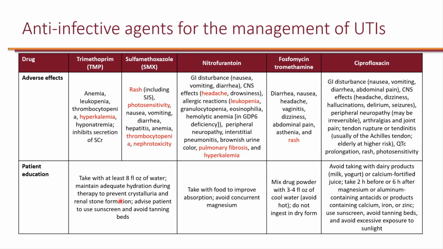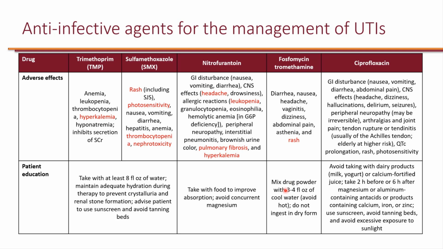Nitrofurantoin can also cause GI disturbances as well as CNS effects, such as headache and drowsiness. It can also lead to allergic reactions that often present as leukopenia, granulocytopenia, eosinophilia, and hemolytic anemia. Hemolytic anemia is often present in people with glucose-6-phosphate dehydrogenase deficiency. It can also cause peripheral neuropathy and interstitial pneumonitis, and it can make the urine change to a brownish color. With chronic use, it can also cause pulmonary fibrosis. Lastly, it can cause hyperkalemia. It is recommended that nitrofurantoin be taken with food to improve absorption, and to avoid concurrent magnesium products, which can reduce the absorption.